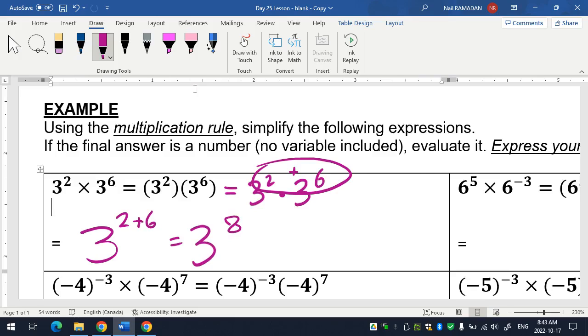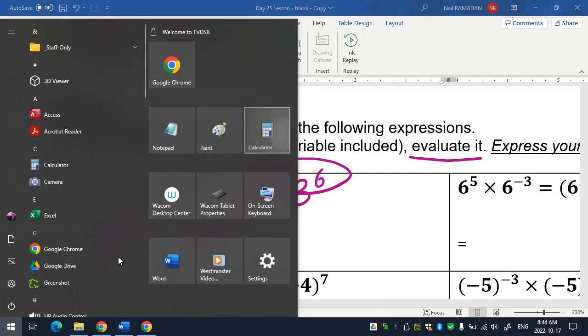If I asked you to evaluate the number, evaluate means find the value, which means you cannot leave it like that. You have got to give me one single number for the final answer. If I just told you to do the exponent rules and leave it as an exponent, then you are more than welcome to leave it like that. If you do it one step more, you're not going to get any marks taken off, but you don't need to. What does the question say? If the final answer is a number, evaluate it. So let's evaluate.